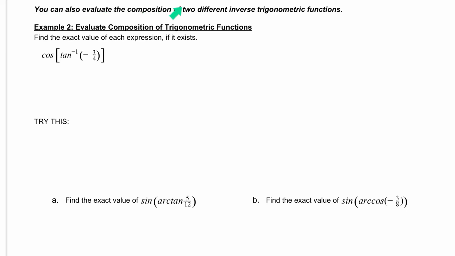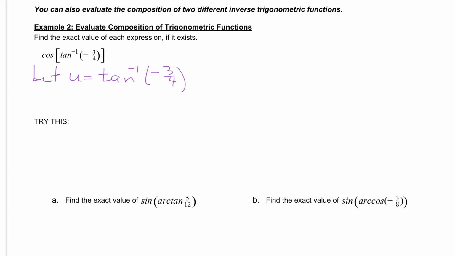You can also evaluate the composition of two different inverse trig functions, as we'll see in the next couple examples. Example 2 says find the exact value of each expression if it exists. So we want to find the cosine of the tan inverse of negative 3 over 4. So what we're going to do is let u equal the tan inverse of negative 3 over 4.